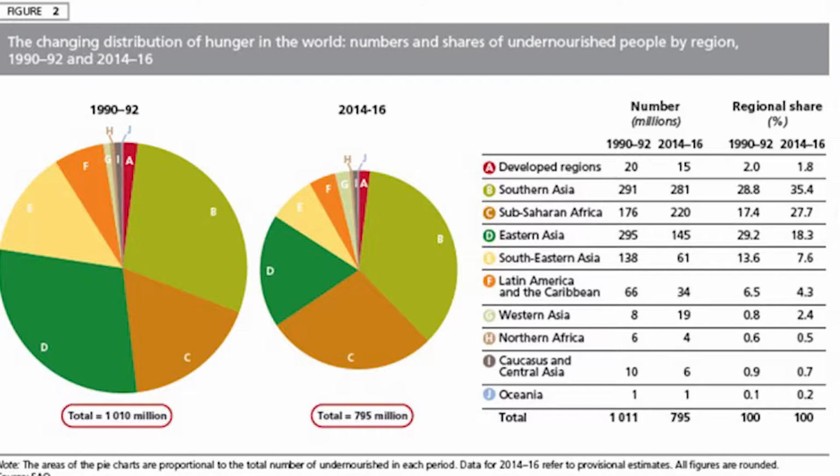If you look at Eastern Asia, or Southern Asia would be a better example, because that's also one that does not decrease very fast. Southern Asia here went down from 291 to 281,000. It still holds the largest share of hungry people in the world, and that largest share is also rising a bit. But in absolute numbers, the hunger is coming down. So except for Sub-Saharan Africa.